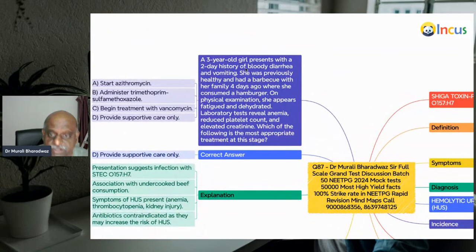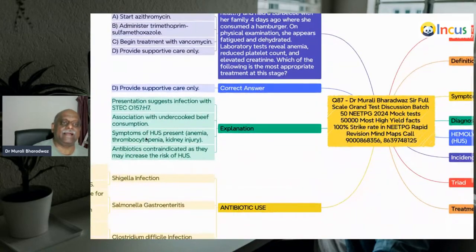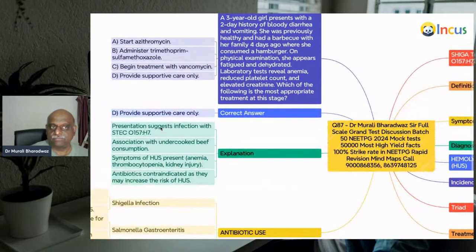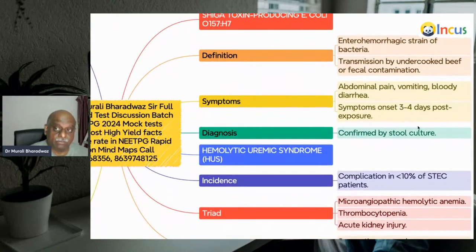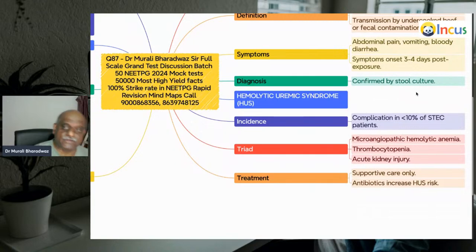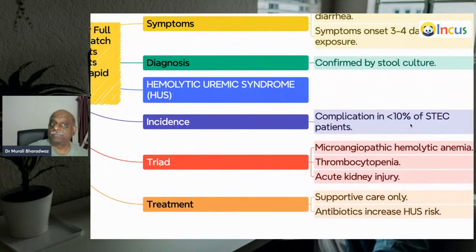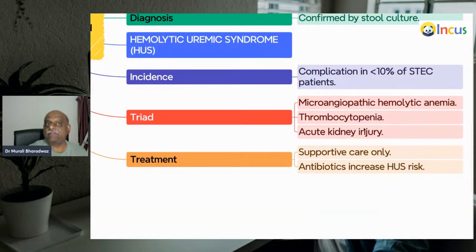3-year-old girl, 2-day history, bloody diarrhea, vomiting, recently ate barbecue, so hamburger. The moment the word hamburger comes, you should think of the Shiga toxin producing E. coli O157:H7. Abdominal pain, vomiting, bloody diarrhea, symptoms onset 3 to 4 days after the exposure. How do you confirm? By stool culture. And hemolytic uremic syndrome is seen only in less than 10% of the Shiga toxin producing E. coli patients. And how do you identify hemolytic uremic syndrome?